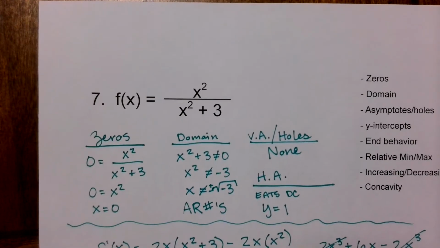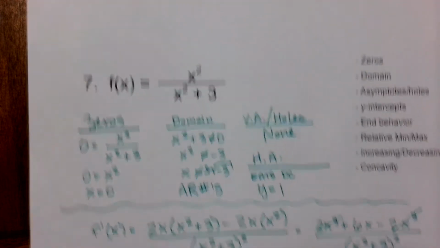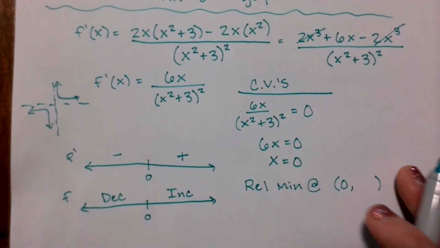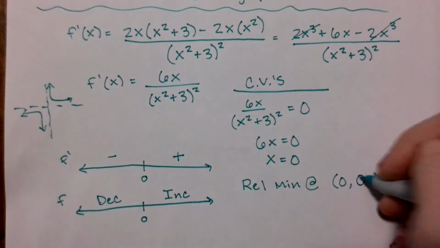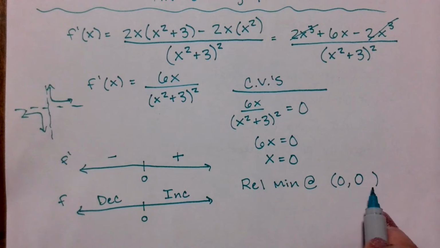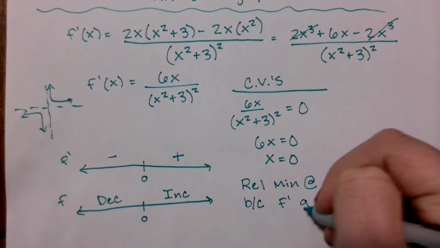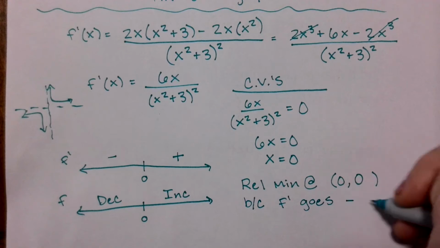So I would be coming back up to my original, because I'm not plotting any points of f prime or f double prime. They're just giving me information. I'm looking at my original to see if I plugged in 0, I would get 0 over 3. So I'm going to have a min at (0, 0). Okay. If we're giving reasons there, we've got a relative min because f prime goes from negative to positive.